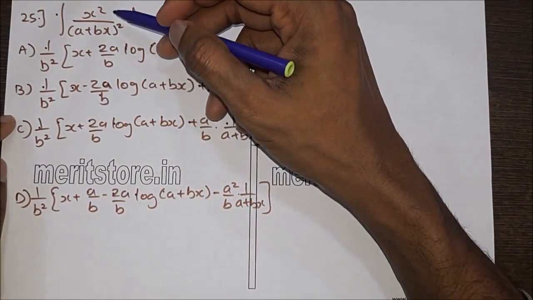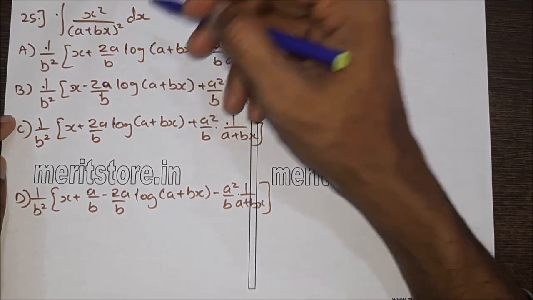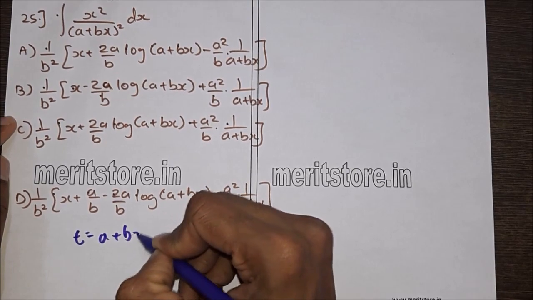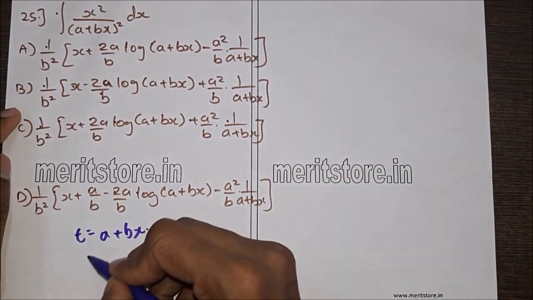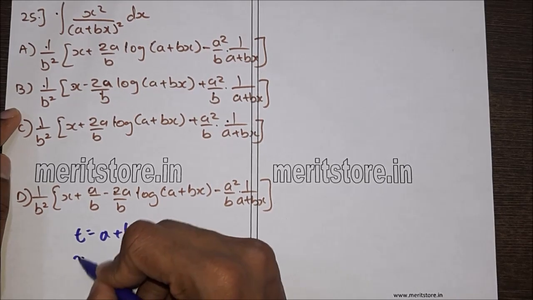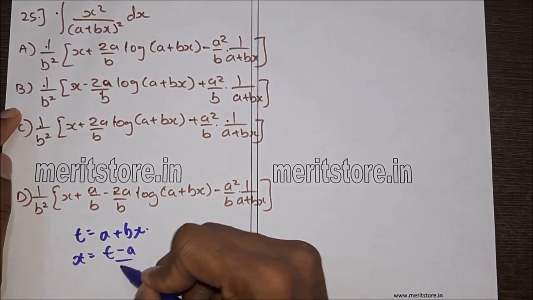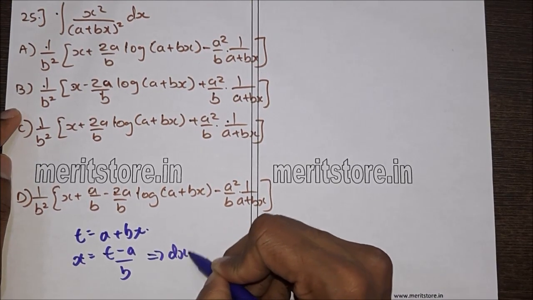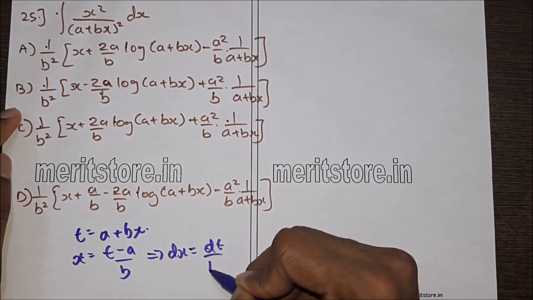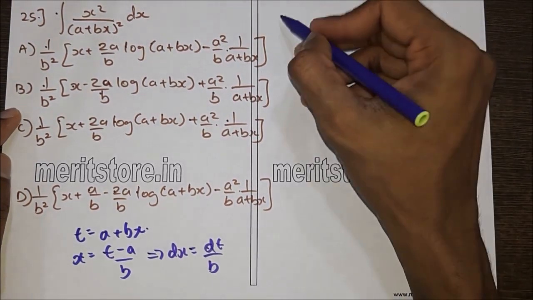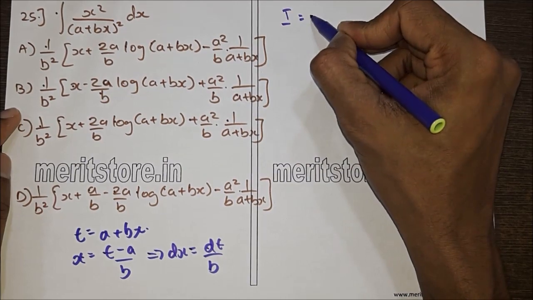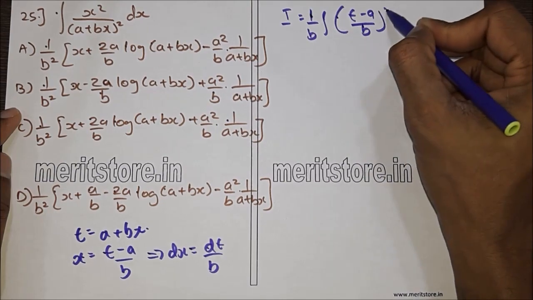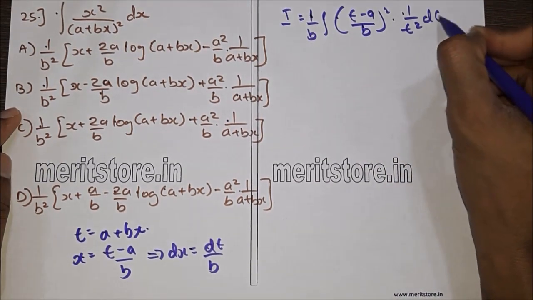Question 25. Integral x square upon a plus bx the whole square dx. We give 4 options. We put t equal to a plus bx. Differentiating both the sides, we get x is equal to t minus a upon b. Therefore, differentiating, we get dx equal to dt upon b. Now we take integral, that is I equal to 1 upon b integral t minus a upon b the whole square into 1 upon t square dt.